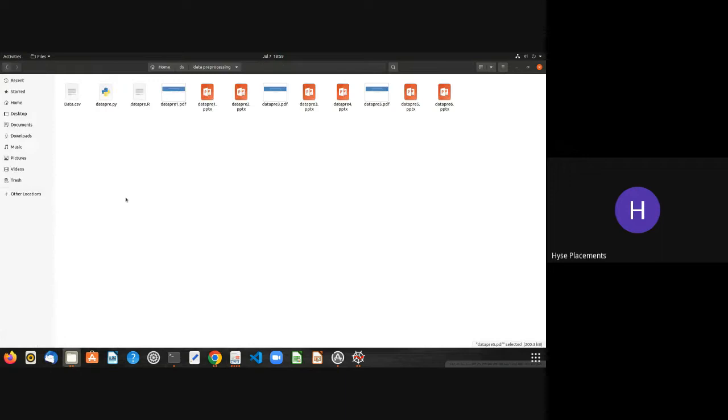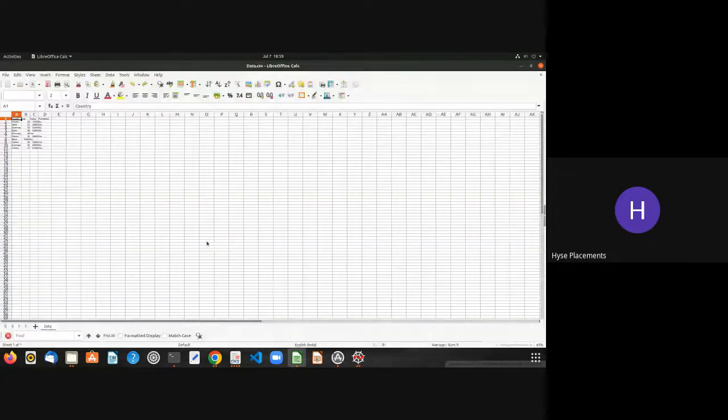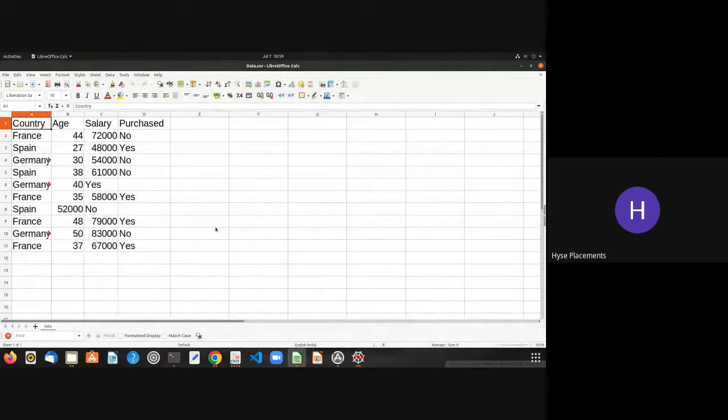Okay, I have a small data set. Let us check this data set first. We have the columns: country, age, salary, and purchased. Understand the data. The insight from the columns is, for a particular country and a particular age, if the salary is this much, is the person going to buy the product or not?